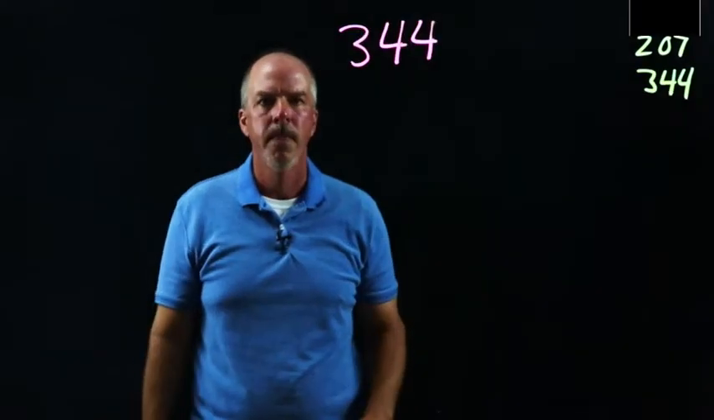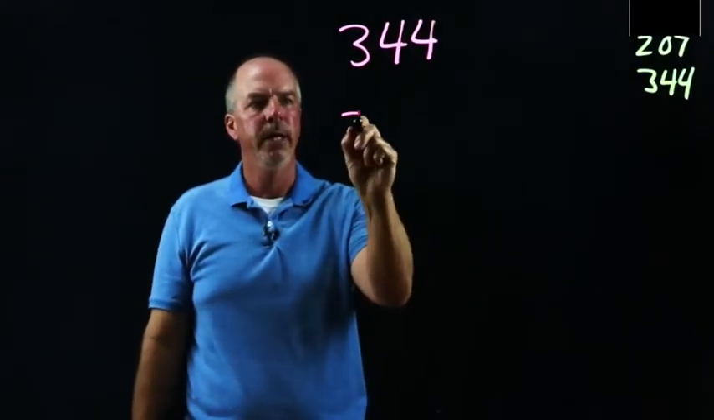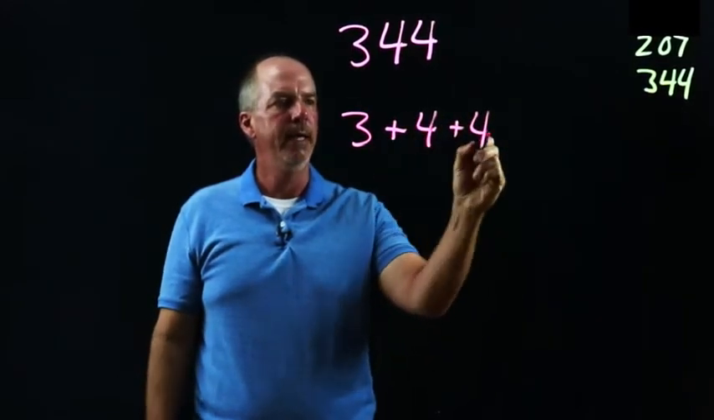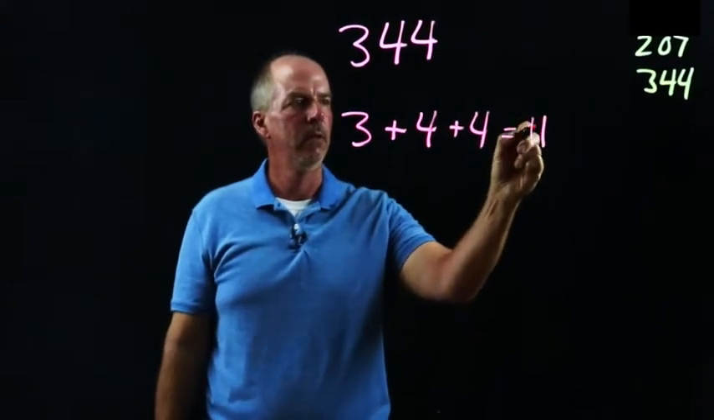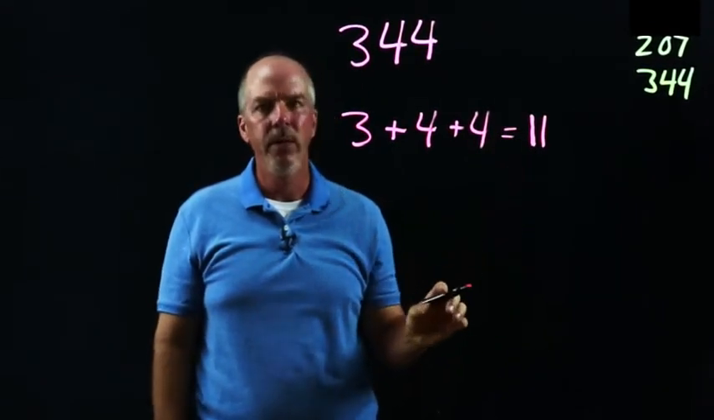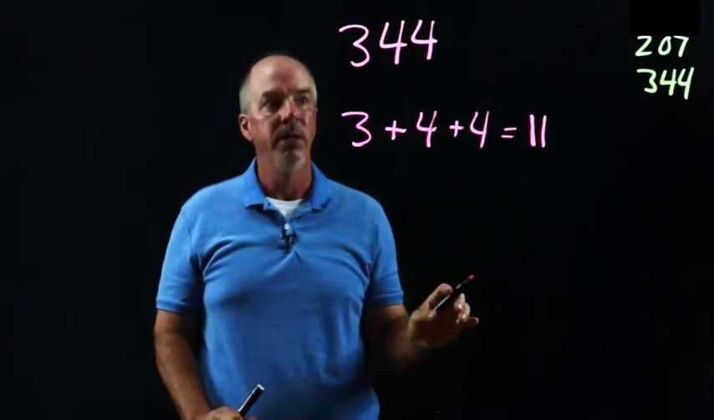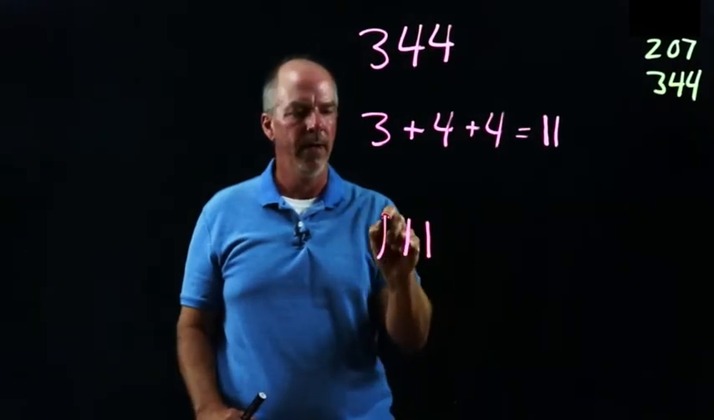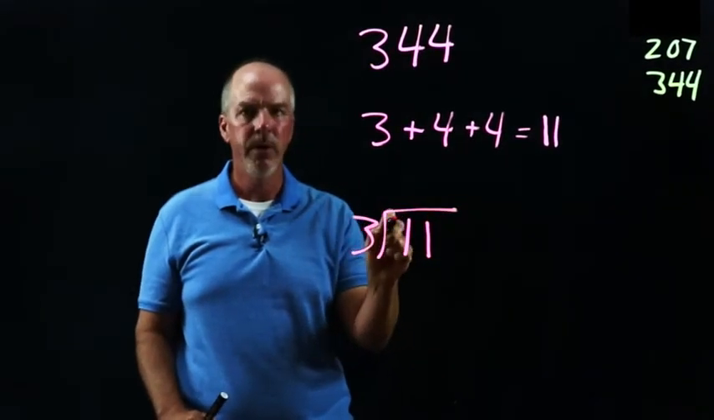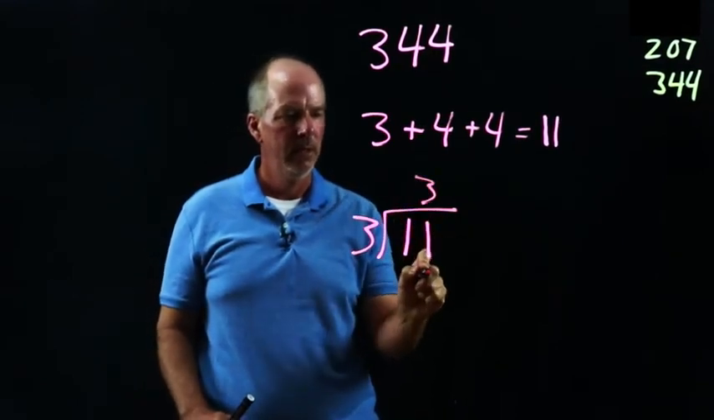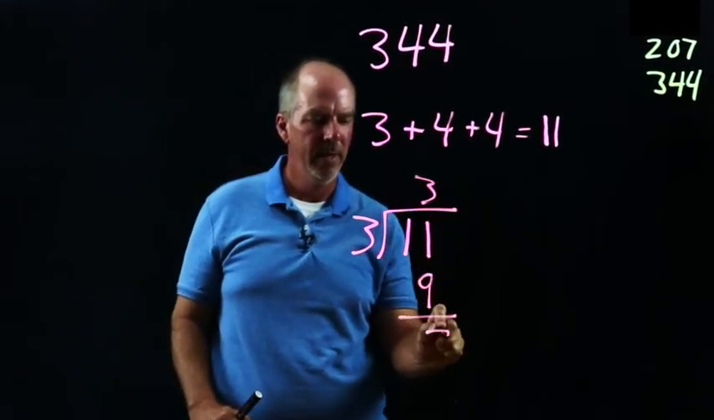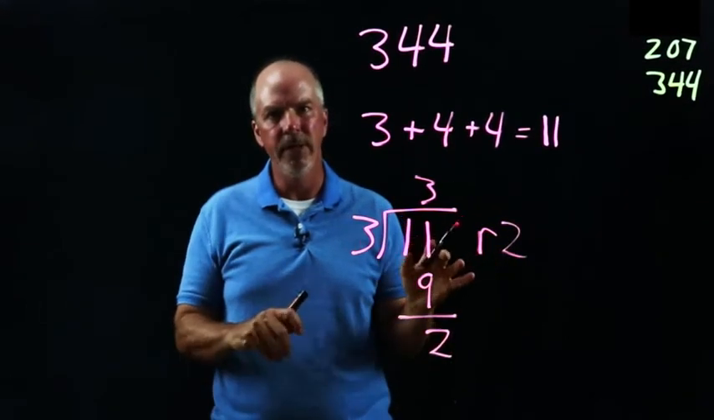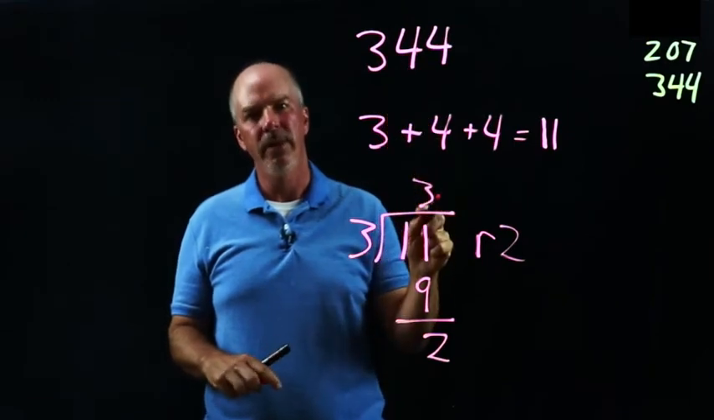Let's look at one more. The number 344. So it's 3 plus 4 plus 4, and that equals 11. And 3 will not go into 11 evenly. So 344 is not divisible by 3 evenly. Divided by 3, well, 3 will go into it 3 times. That is just 9, but we have a remainder of 2. If we have a remainder, then it won't go in there evenly. So 344 is not divisible by 3.